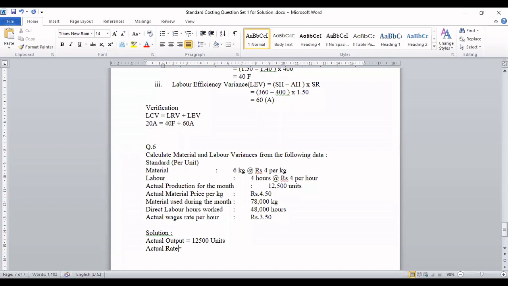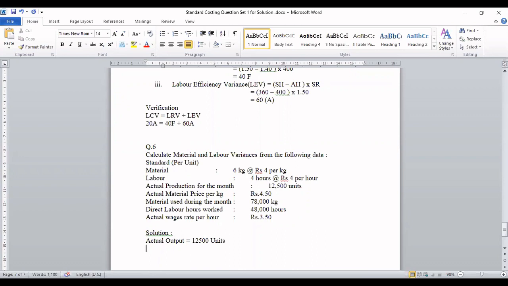How much should I write, beta? 4.50 per kg. See, this is not rate. This is price. You remember in material we used to write price. Yes or no? Yes, sir. And in labor we write rate. So you will come to know the difference once we complete this question.